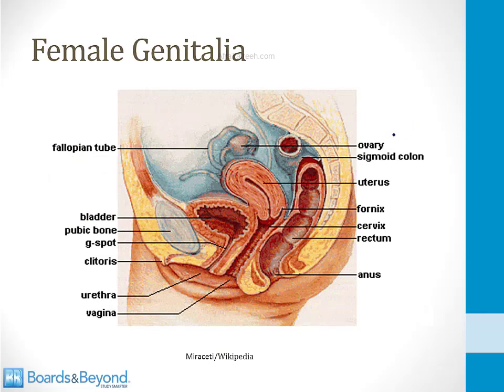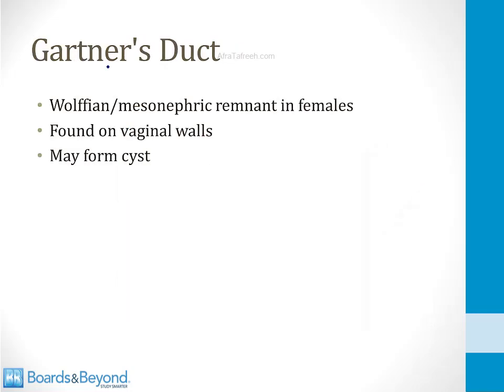I'll highlight the Mullerian structures. This is the ovary. The fallopian tube is a Mullerian structure, so is the uterus, and so is the upper portion of the vagina. In females, a Gartner's duct is a structure that is a remnant of the Wolffian or mesonephric duct that persists in females. They're found on the vaginal walls. Sometimes they form a cyst, which can occasionally become painful and require surgical removal.